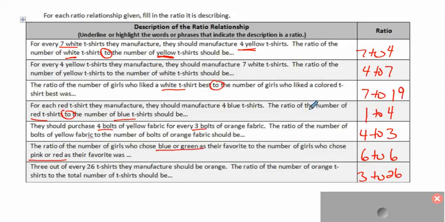All right, check your answers. Remember, I put to in all of these. You could have written them as a fraction, or you could have used the colon, either one. The only ones that were tricky were this one: a white t-shirt to girls who liked a colored t-shirt, so that means everything but the white. So I just subtracted the white colors, okay? And then this one down here, we were looking at blue and green compared to pink or red, okay? Those are the only ones.